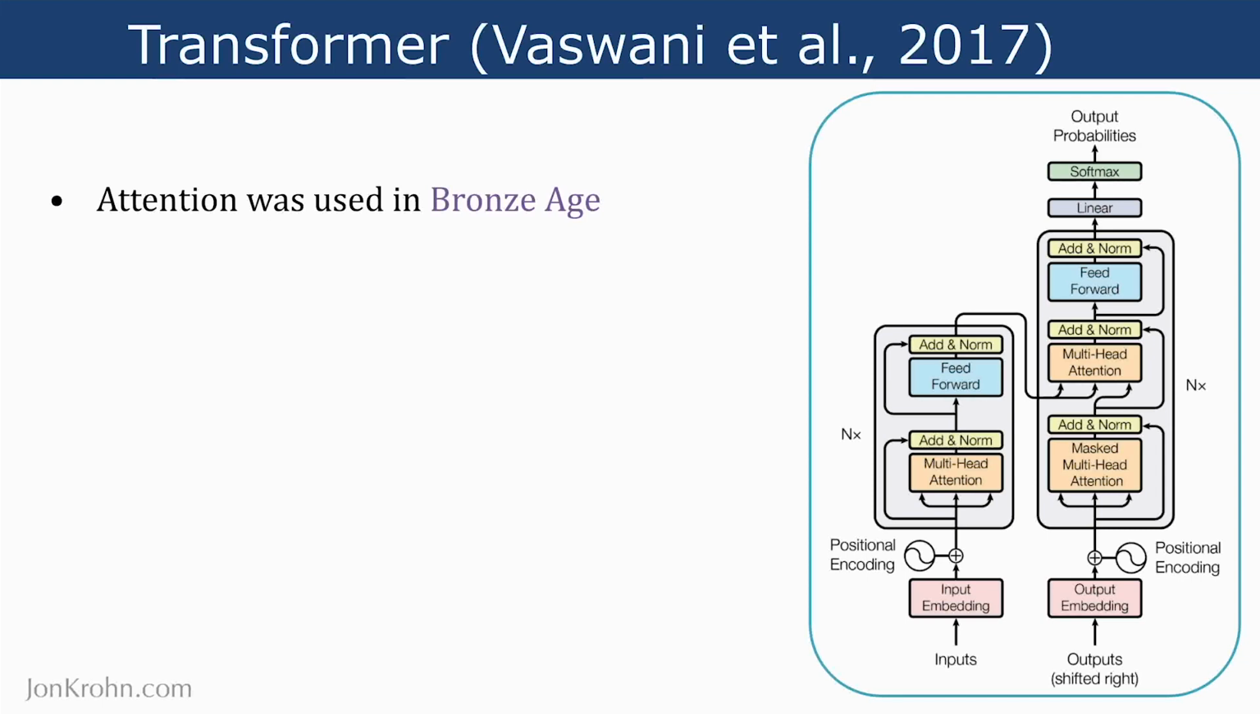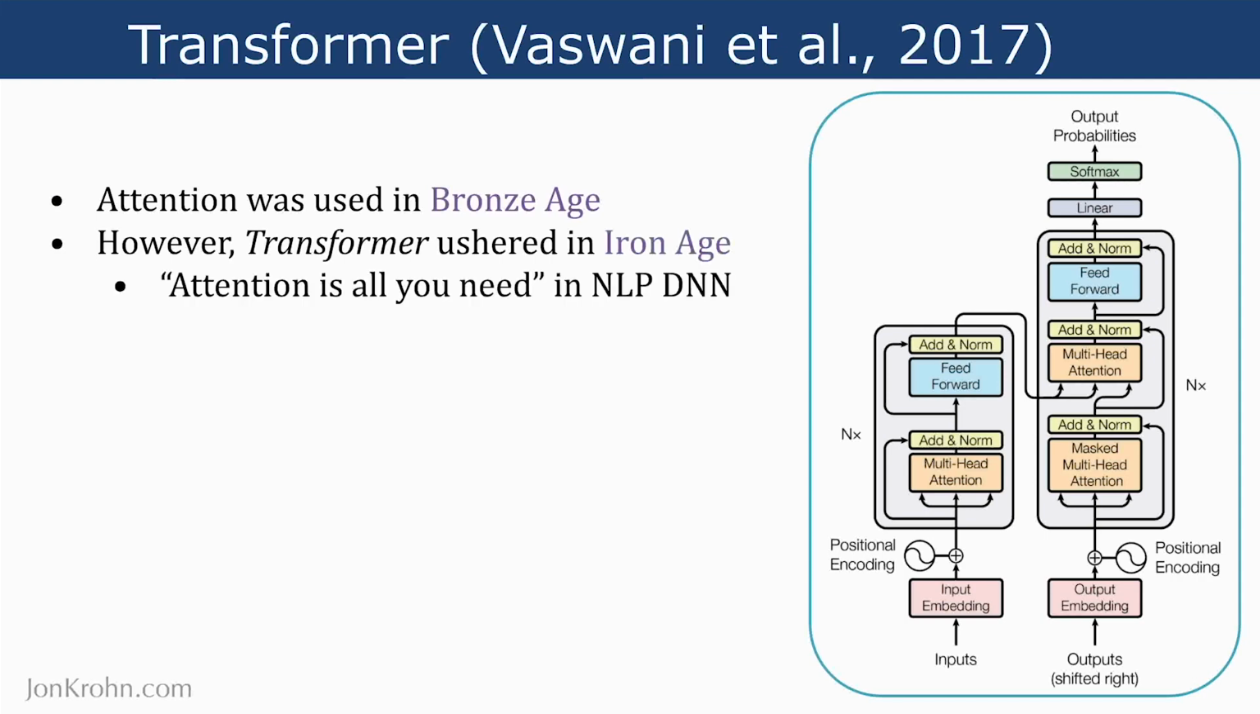So this was key. The innovation with the transformer and why it ushered in the Iron Age is that we discovered that attention is all you need. And that's the name of the Vaswani et al. paper from 2017. So for natural language processing, deep neural networks, apparently all we need is attention. The architectures previously still included recurrent layers, still included convolutional layers, whereas today our architectures are transformers only. Attention is all you need.